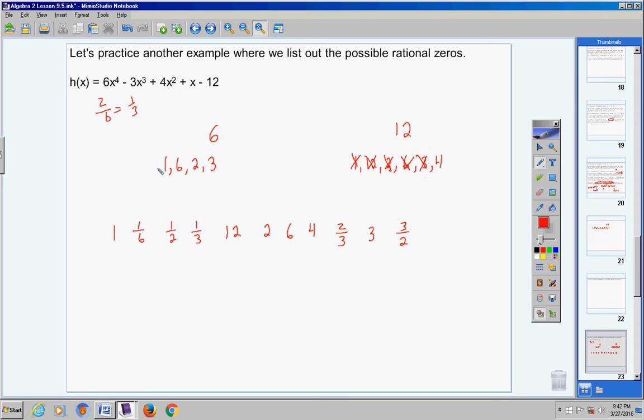4 over 1 is 4. We have a 4 already. 4 over 6 is 2/3. We have 2/3 already. 4 over 2 is 2. We have a 2 already. And 4 over 3 is 4/3. And we do not have a 4/3 yet. And then lastly, put plus minus in front of all these numbers.